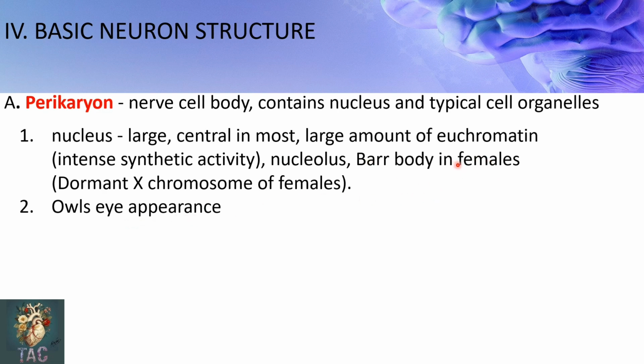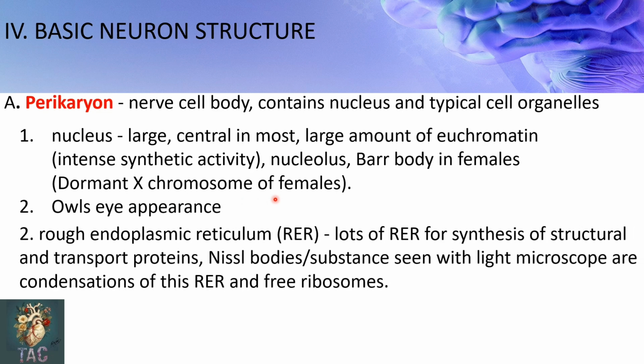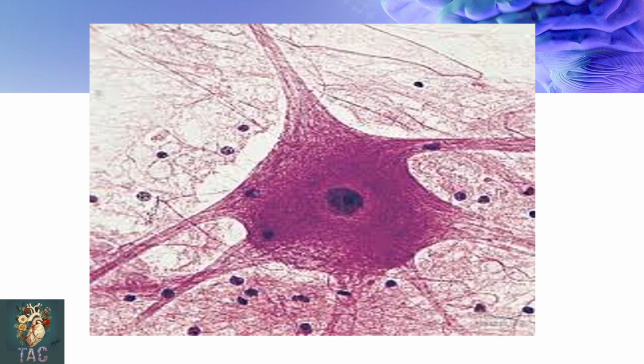It has a Barr body in females, which is the inactive X chromosome in females. Also, rough endoplasmic reticulum is present. A large amount of rough endoplasmic reticulum is present for the synthesis of structural and transport proteins. The Nissl bodies seen with light microscopy are condensations of this rough endoplasmic reticulum and the free ribosomes.